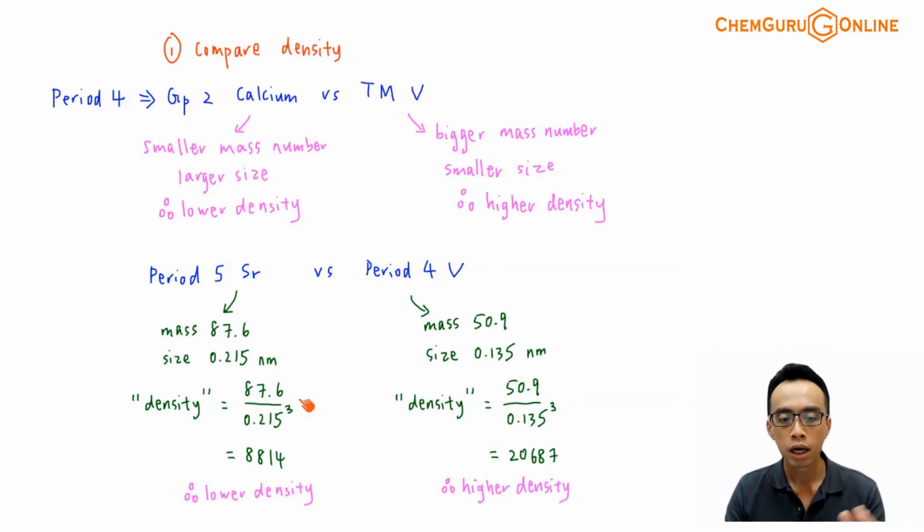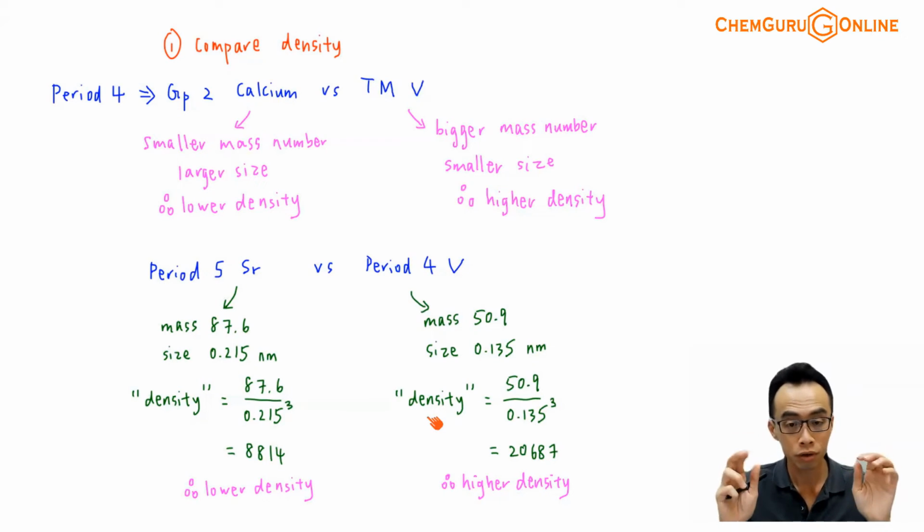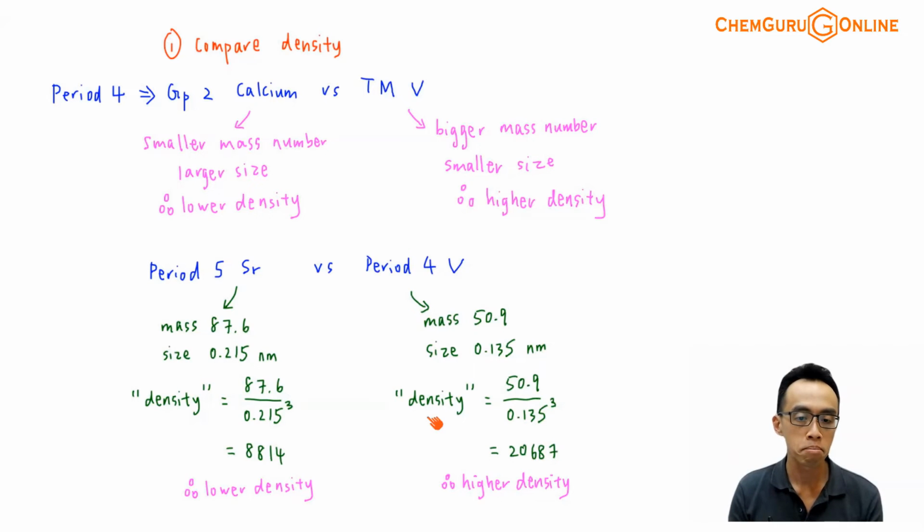As long as I calculate them in a similar way, we just want a sense of which one the density is higher, which one the density is lower. So again, I'm working out a rough estimate of a possible density value for each of these metals by using the mass number divided by the size to the power of 3. It's a very loose value. It's definitely not accurate, but it gives me some sense of which one tends to be denser.